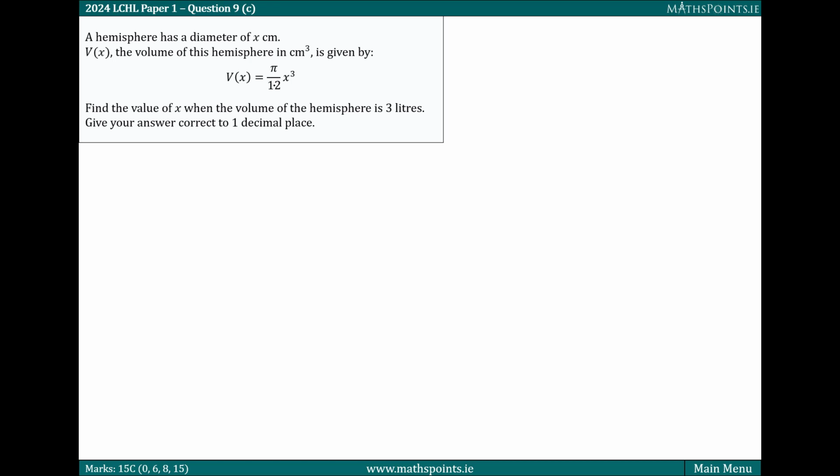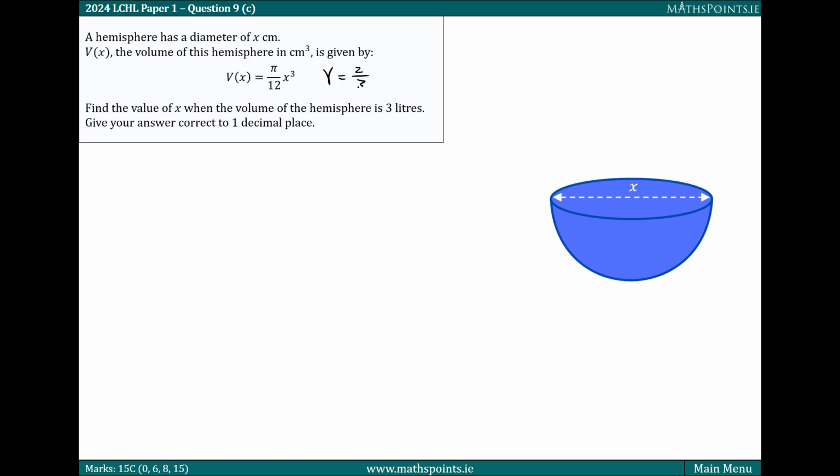Okay, so similarly, we have a formula in this C part that has been derived that we generally don't see. This is the formula for the volume of a hemisphere. So let's just draw our hemisphere. But this formula is a function of x, where x is the diameter. So the volume is based, in this case, off the diameter. We're used to seeing the formula for the volume of a hemisphere as 2/3 pi r cubed, where the volume is a function of the radius. So here the volume is a function of x being the diameter.